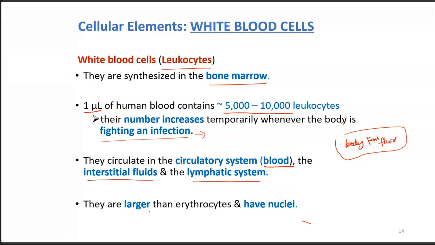So they are larger than the erythrocyte and have nuclei. Okay, so that's the difference between white blood cells and red blood cells. White blood cells have a nucleus. To differentiate one blood cell from another, you look at the shape of the nucleus and also the presence of granules inside the white blood cells. So you can find the white blood cells in the blood, in the interstitial fluid surrounding your body cells, and also in the lymphatic system.